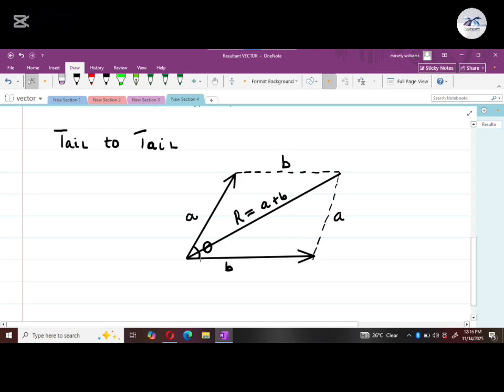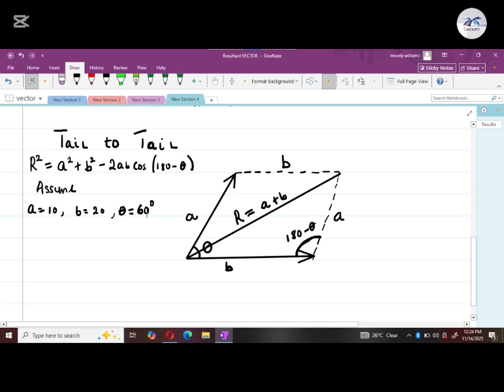Mathematically, the angle facing our resultant will be 180 minus theta. And when we have something like this, we can use the cosine rule, which means that to get the magnitude of our resultant, it will become R squared equals A squared plus B squared minus 2AB cos(180 minus theta). Now, let's give these variables some values.